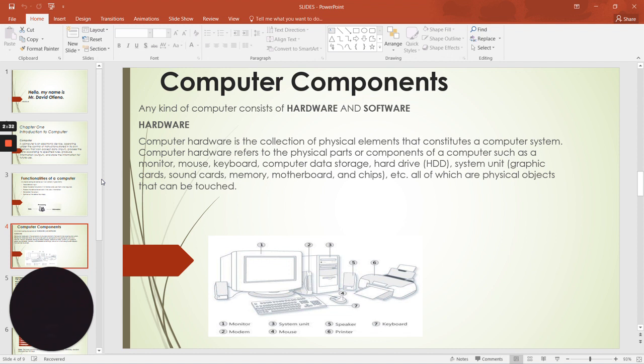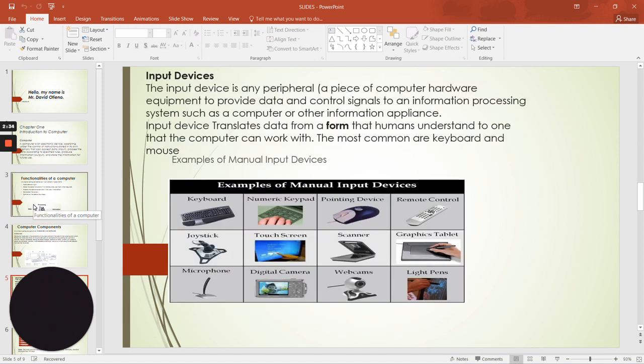Then let us look at input devices. The input device is any peripheral (a piece of computer hardware equipment) to provide data and control signals to an information processing system, such as a computer or other information appliance. Input devices translate data from a form that humans understand to one that the computer can work with. The most common are keyboard and mouse.